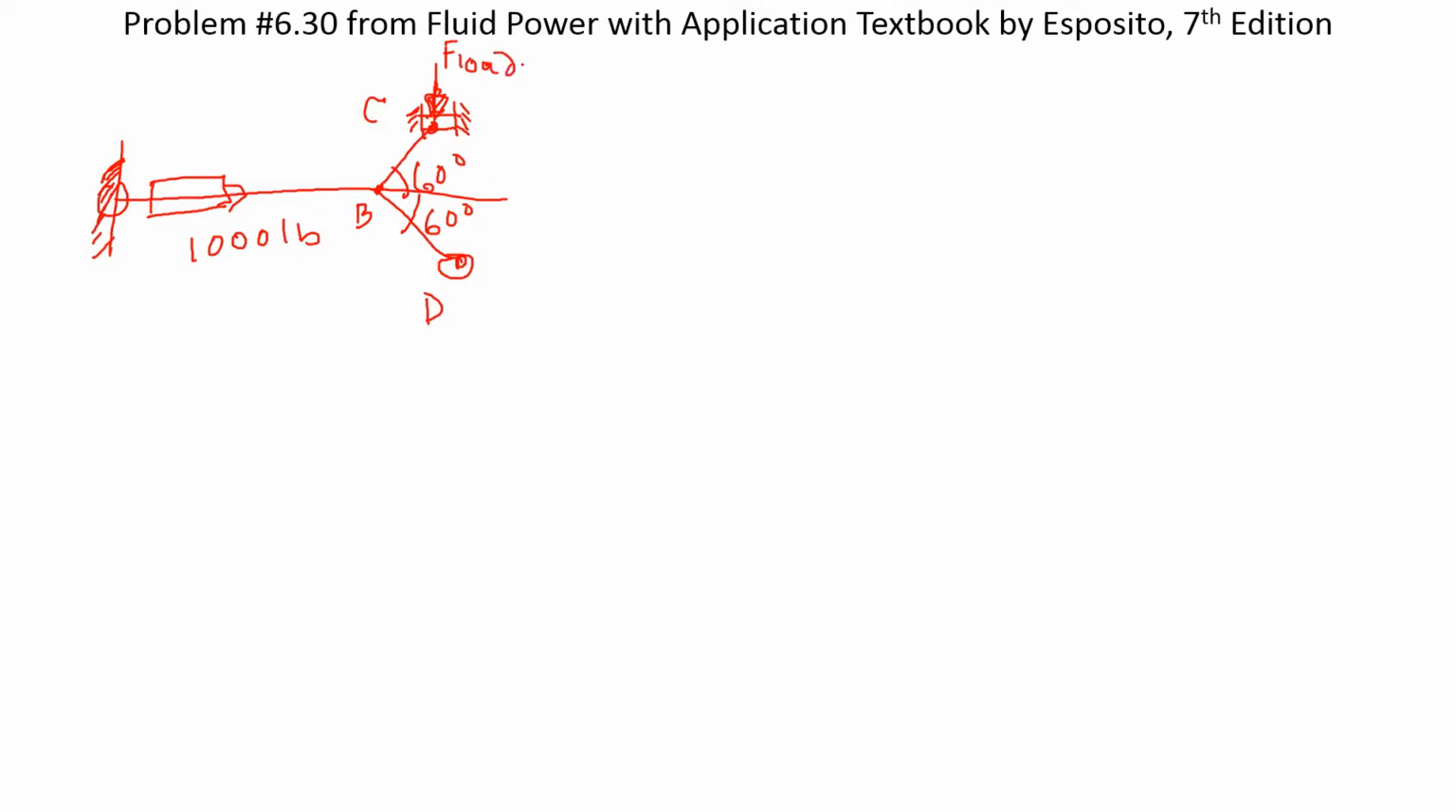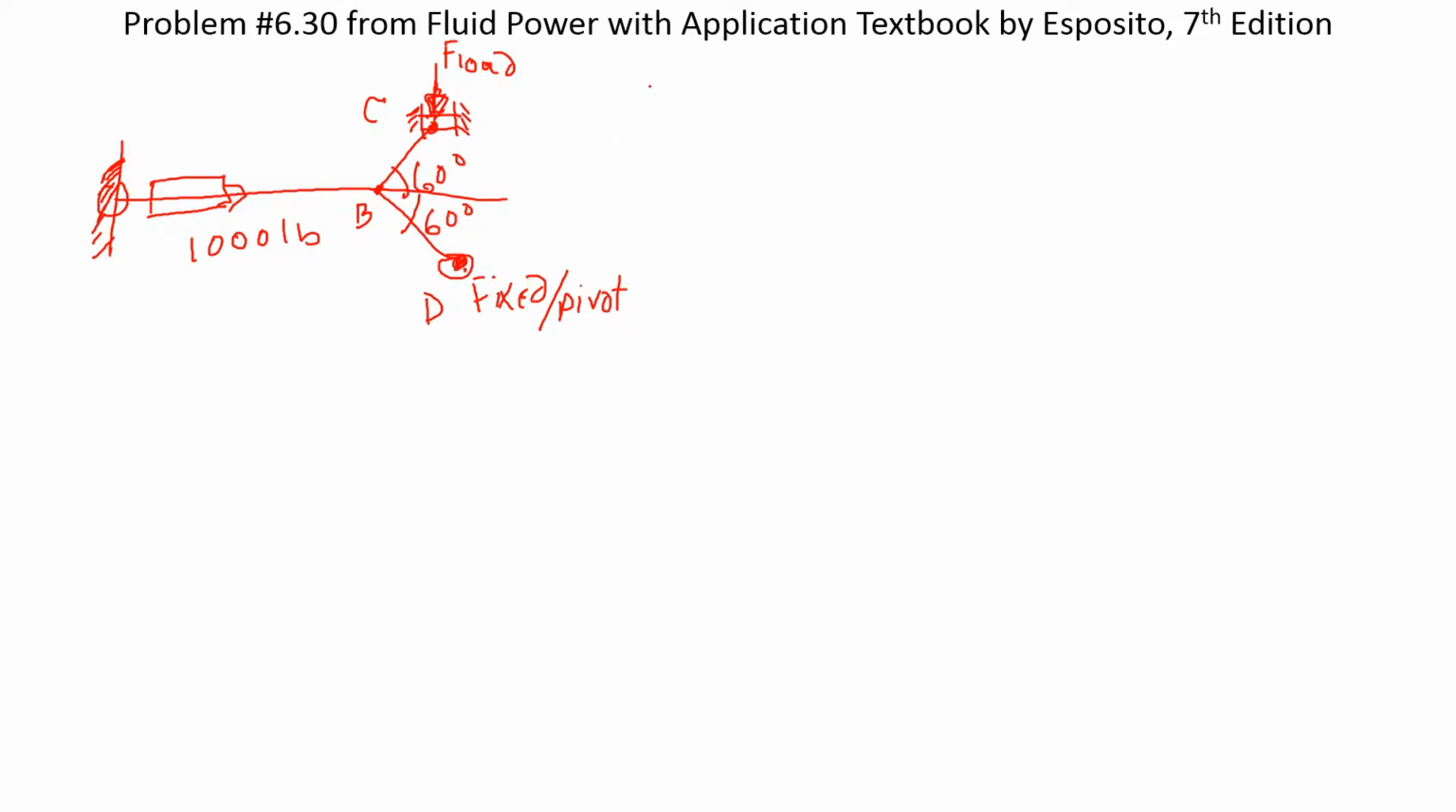So the question is asking how much load you can move by this application, and this is fixed right here, or you can say pivoted. So first thing, we need to find out the force on each of these arms translated by these 1000 pounds.